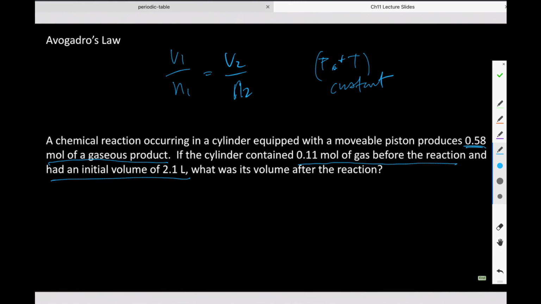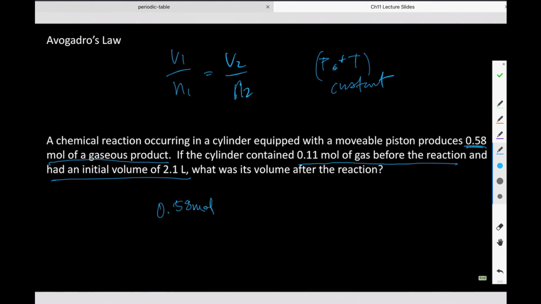So in this particular instance, we have 0.58 moles. What was its volume after the reaction? So I'm looking for V1, and I have 2.1 liters and 0.11 moles, and I would solve for my V1. Yes? All right, fantastic. Make sure you have all this ready and prepped for next class period.